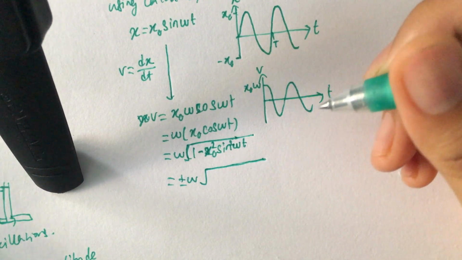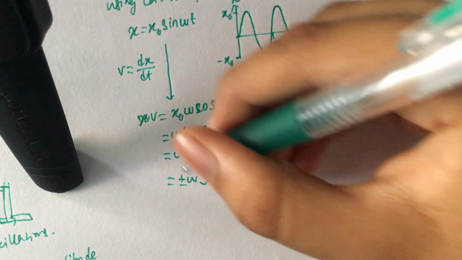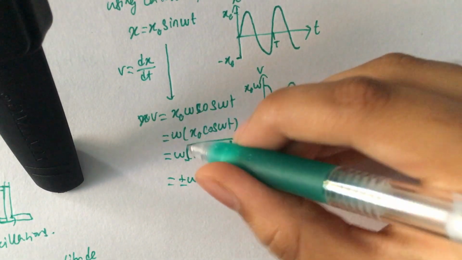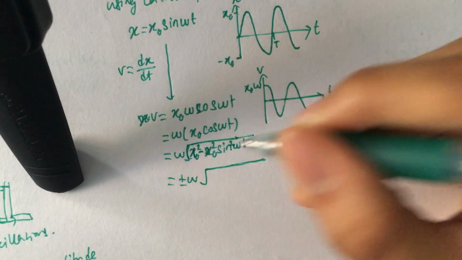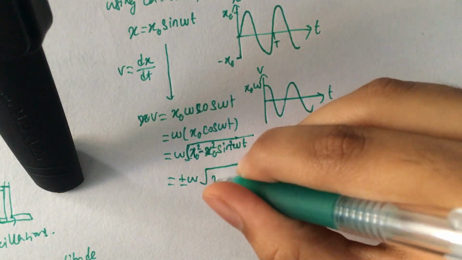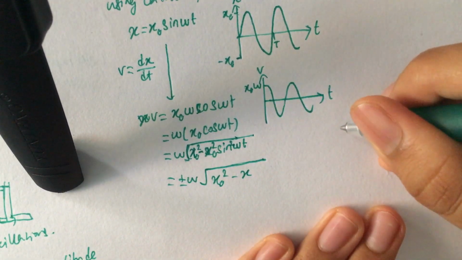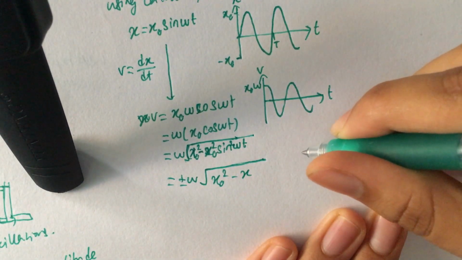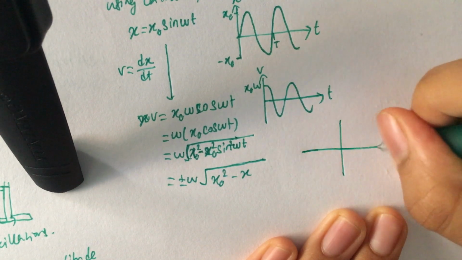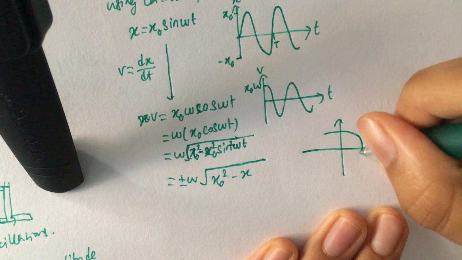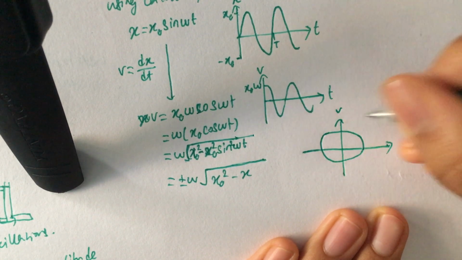Okay, and if you want to represent it in a different way, if you realize that cosine and sine are always related in some way or the other, and if you look at the original form, x naught w cosine wt, it becomes w square root of x naught squared minus x squared. I'll write it down, and I think that will make it clear to you. So now let's move on to acceleration.